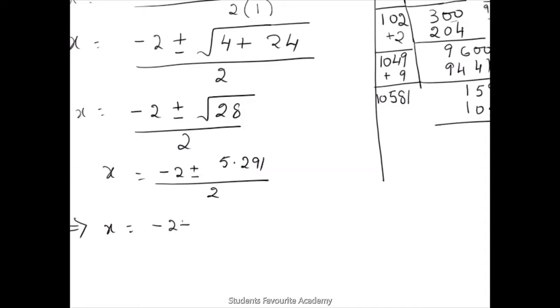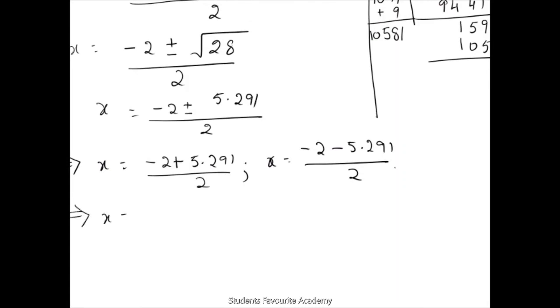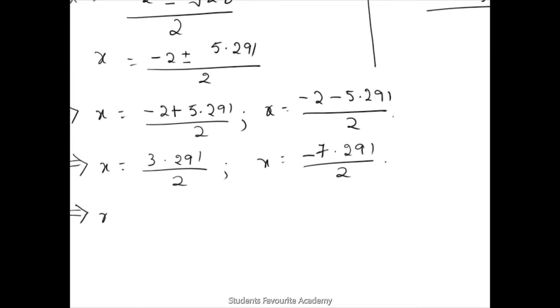So now x is equal to, one is with plus, one is with minus. So minus 2 plus 5.291 upon 2, and the other one is x is equal to minus 2 minus 5.291 upon 2, right? So x is equal to, this is 5.291 minus 2.00, so it will become 3.291 upon 2, and this will become minus 7.291 upon 2, because minus 2 minus 5.291, so it will get added up. Okay, so x is equal to, now divide.